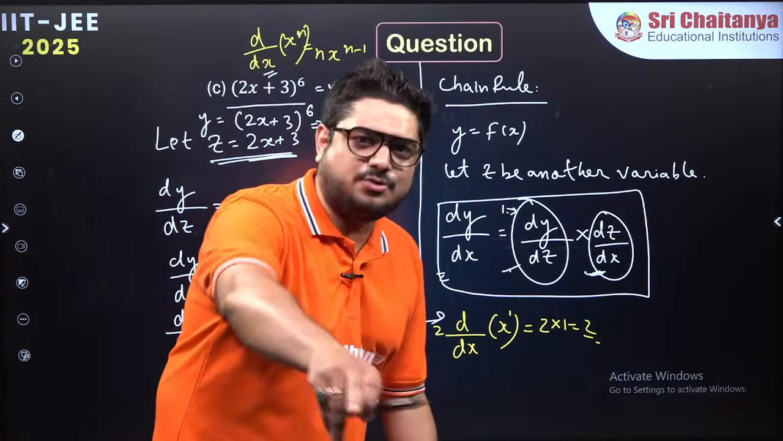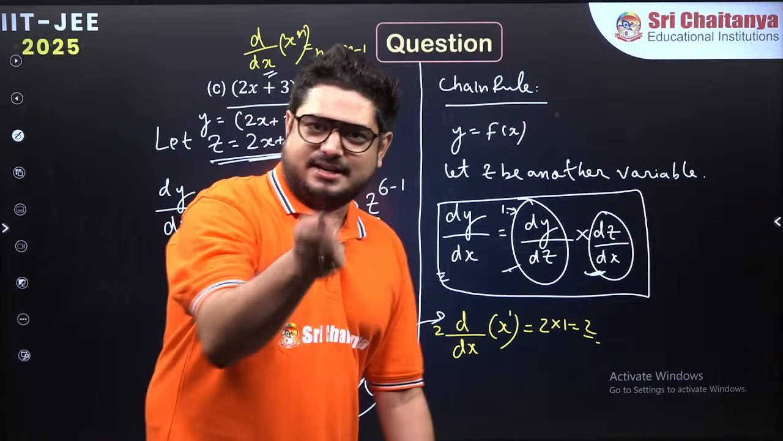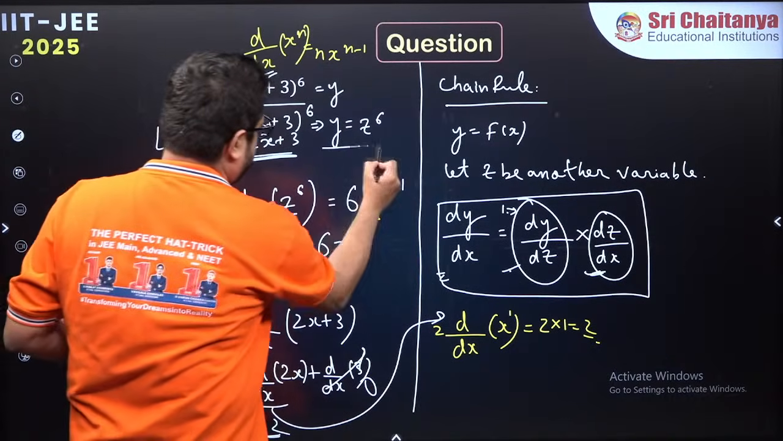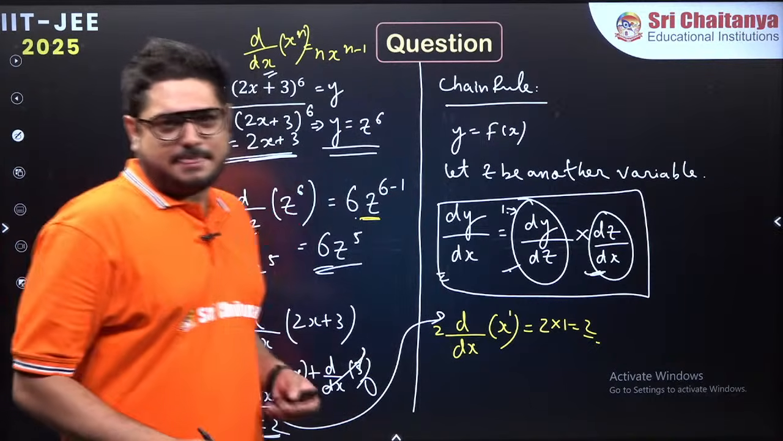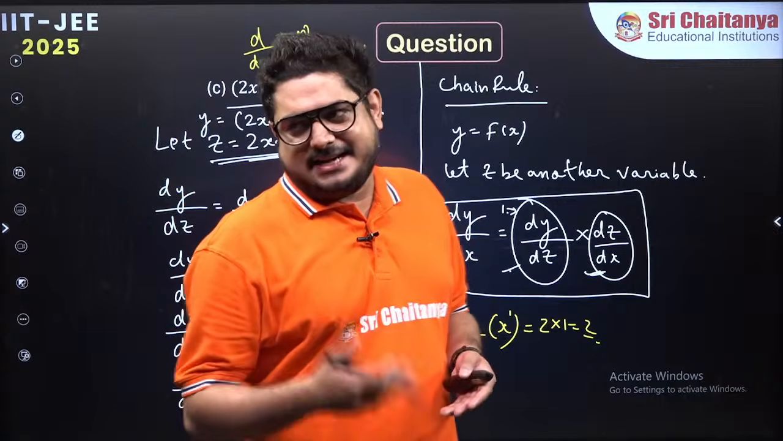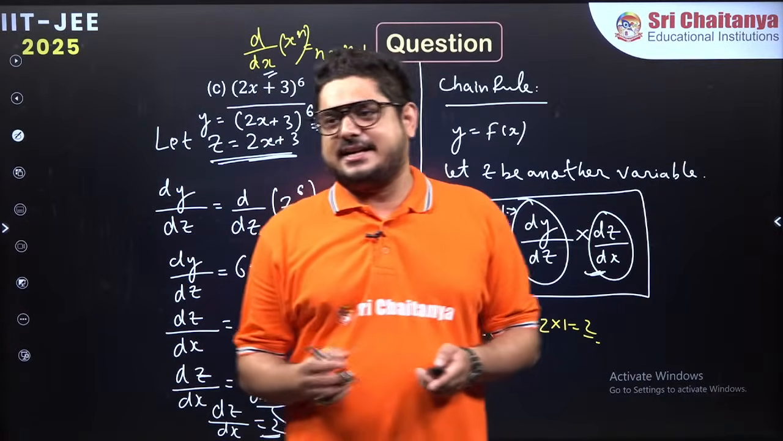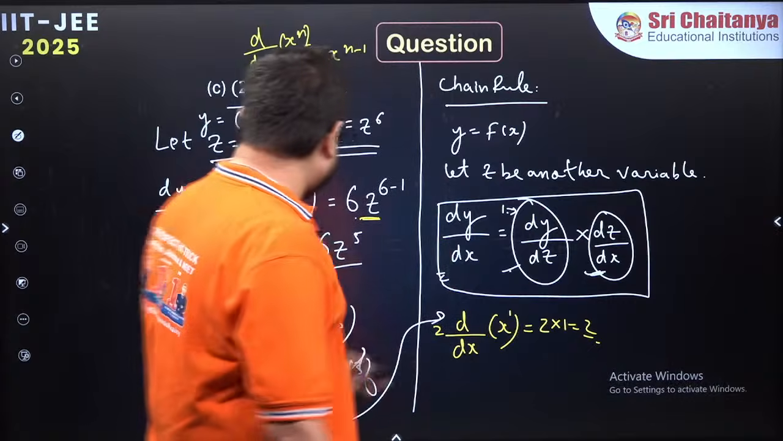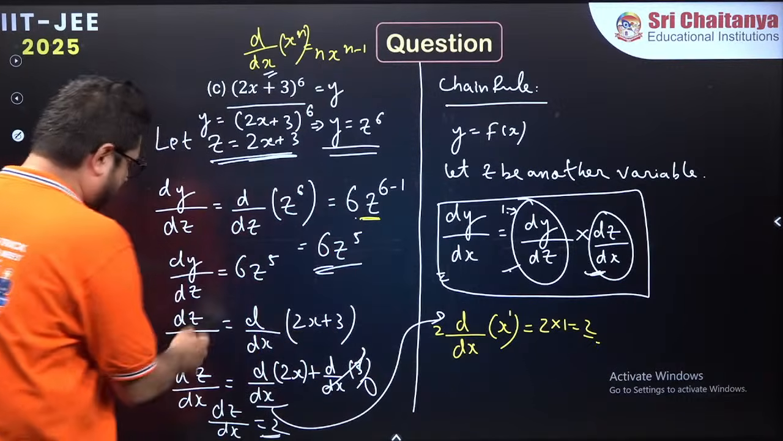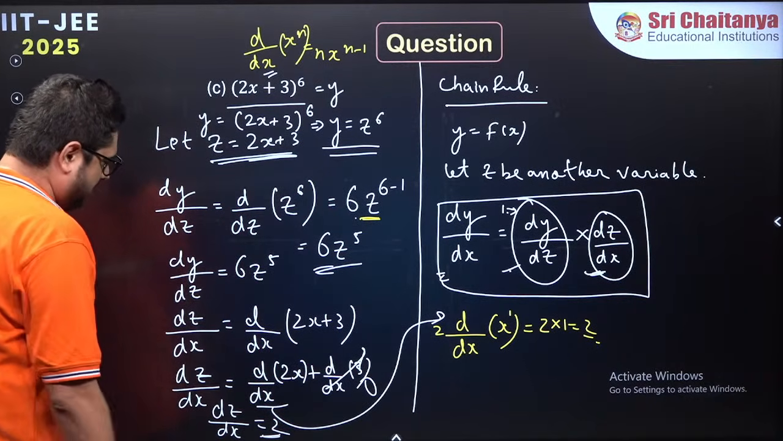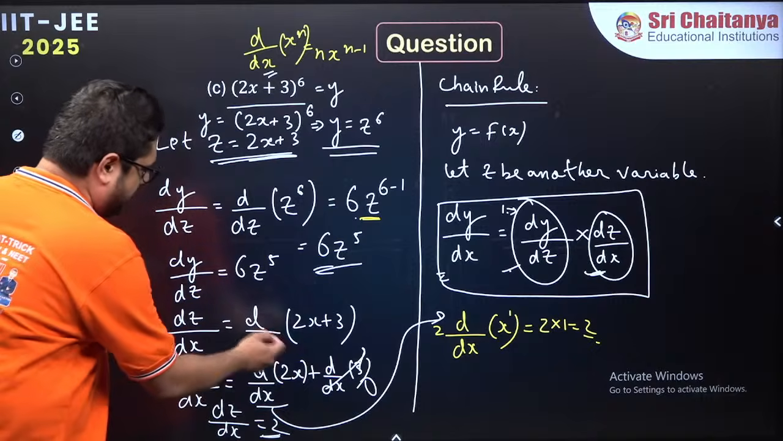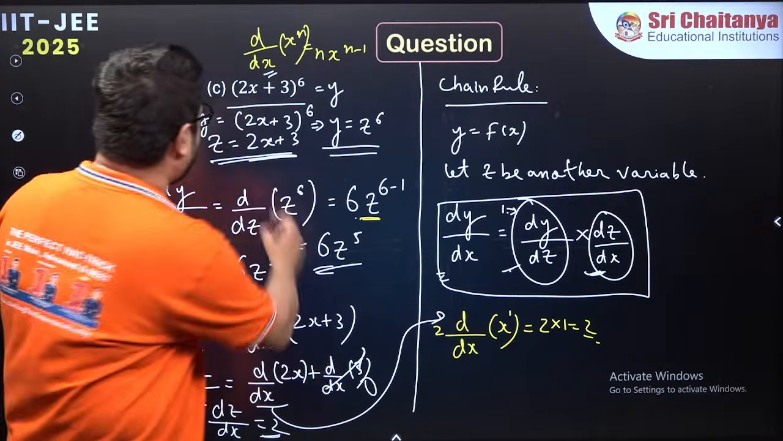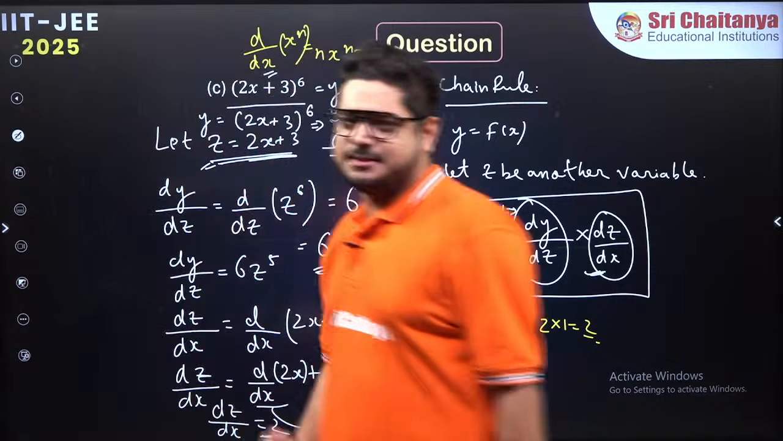I found out dy by dz first. Obviously the function is becoming z to the power 6. It is becoming d by dz of z to the power 6, which is 6z to the power 5, isn't it? Subsequently, we have dz by dx over here, so that is d by dx of 2x plus 3, because we have already chosen z to be 2x plus 3.